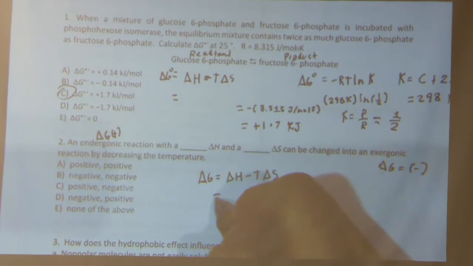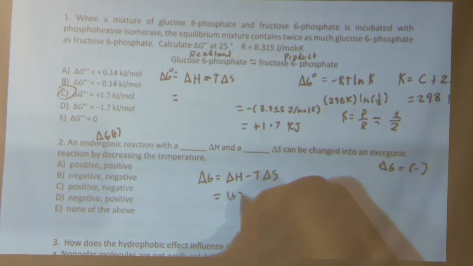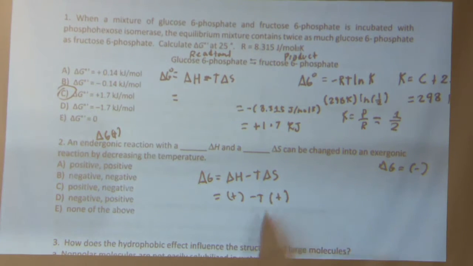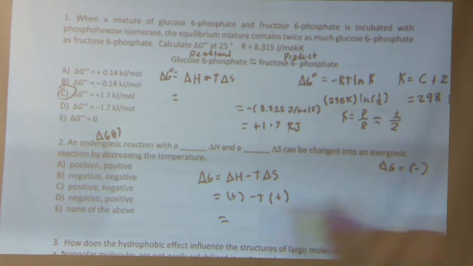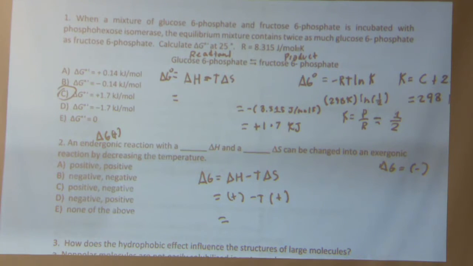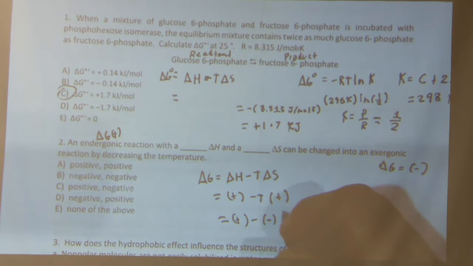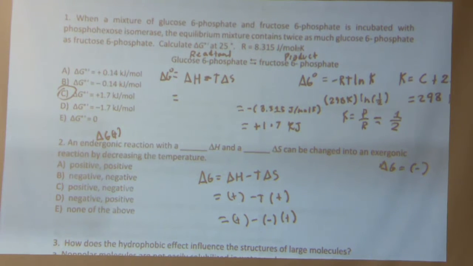So if we have a delta H that's positive and a delta S that's positive, so that's the first choice, that would leave us with what? So temperature is getting more negative. So we have positive minus a negative times a positive. That would leave us with a positive number. Would that be getting us more endergonic or more exergonic? More endergonic. So we can eliminate choice A.